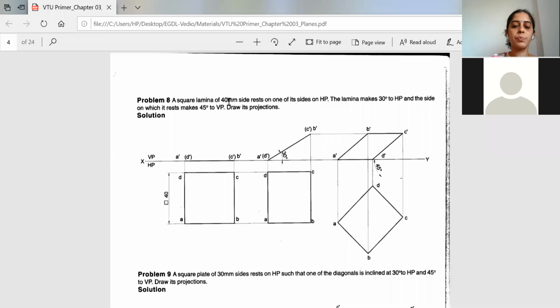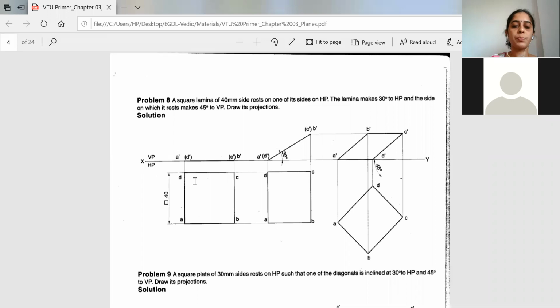So here it is told as 40 mm. So you will construct a square. It is told it is resting on one of its sides. Any side you take will be the same, so you can blindly consider one side. All the sides will be the same, and you will name them A, B, C and D.